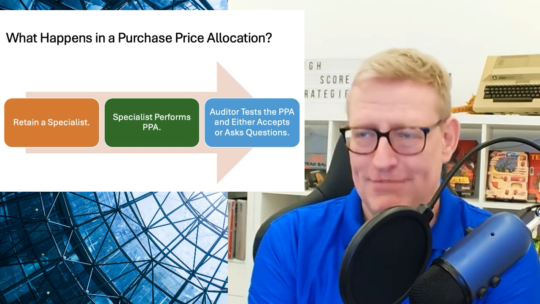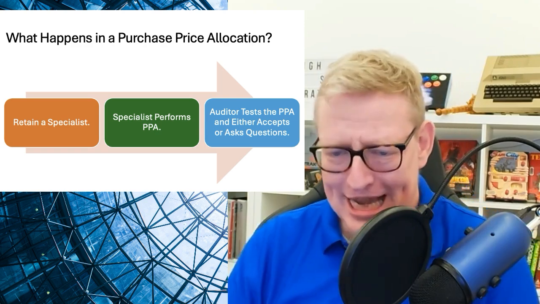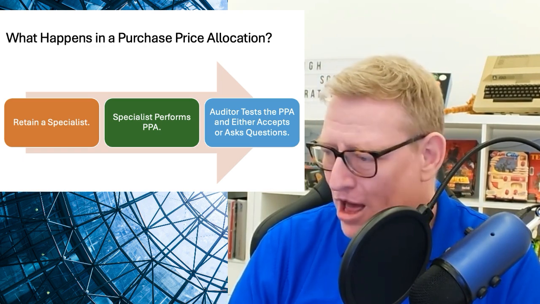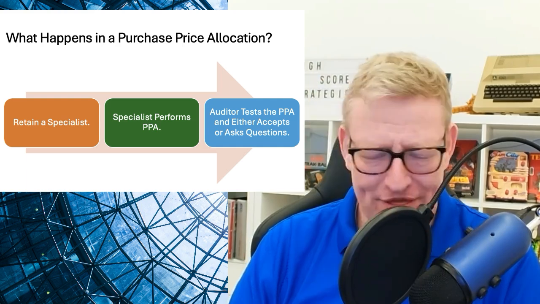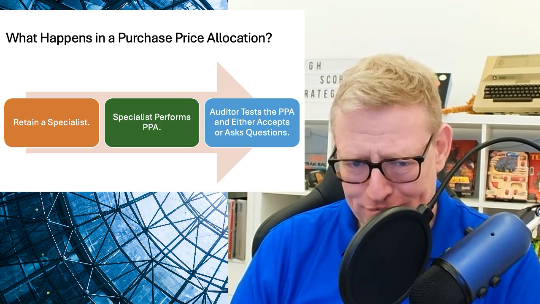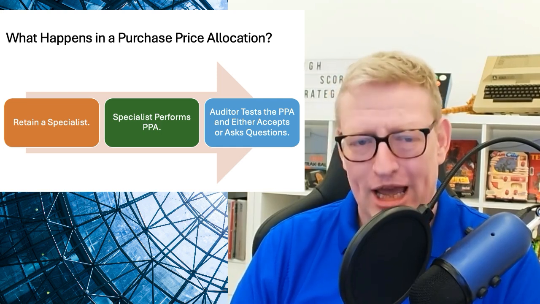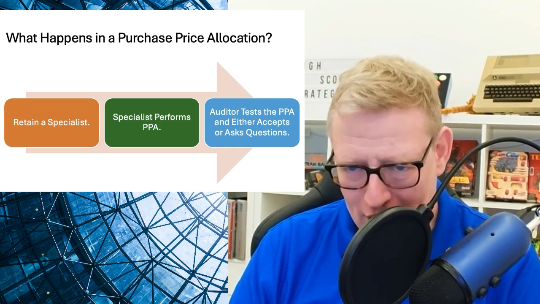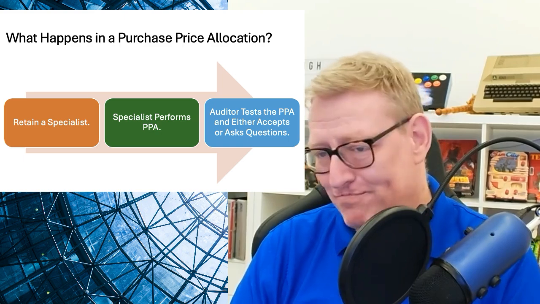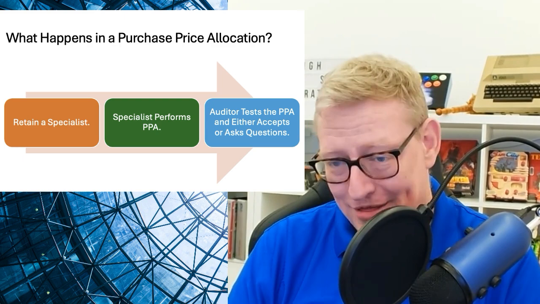The specialist performs that purchase price allocation, and then it's the auditor's job to test it, and they either accept the PPA or they ask questions. And this is where the rubber starts to hit the road. The more preparation you put into the purchase price allocation, the fewer questions you are likely to receive from your auditor. And the questions you do receive are probably going to be softball questions that you can bang out in 30 to 60 minutes and you're done. Sometimes there are no questions.